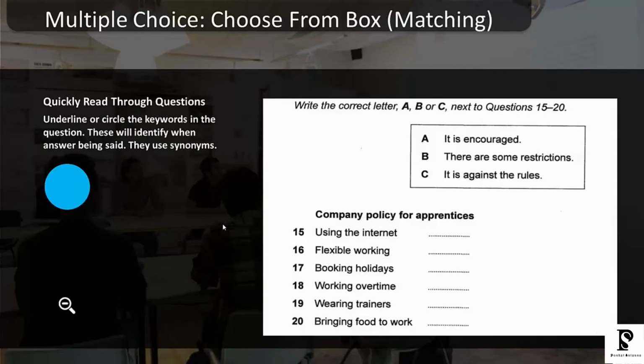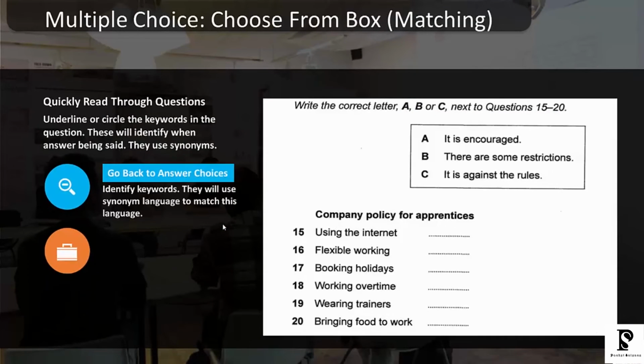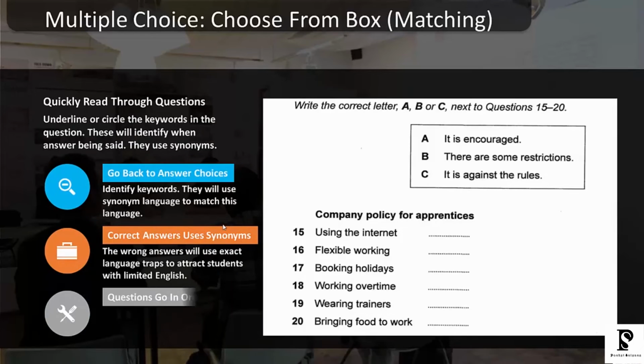And then, of course, you could have a multiple choice question where you have to choose from a box. And here, an answer choice can be used more than once, because if you look to the right, you have 6 questions and you have 3 choices in the box. So an answer choice can be used more than once. Here, keep in mind the questions go in order. So you're going to hear the language for 15, then 16, then 17, then 18.